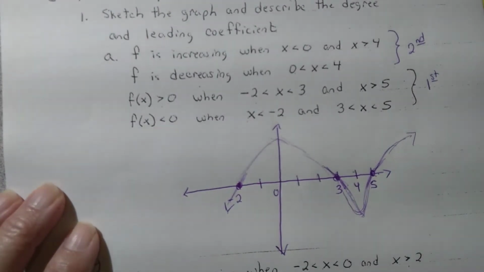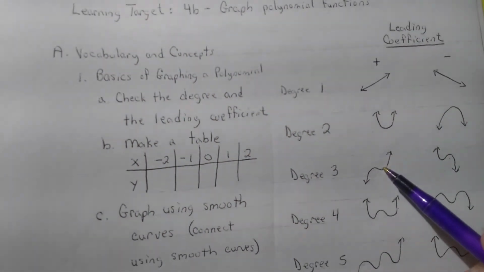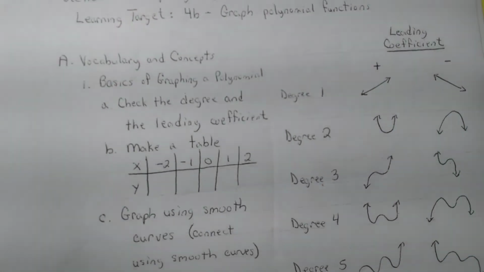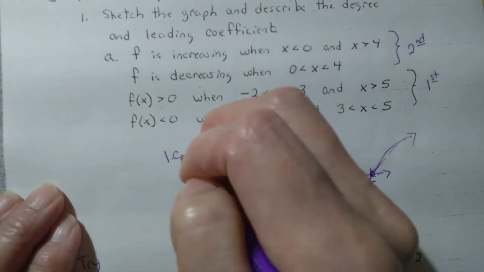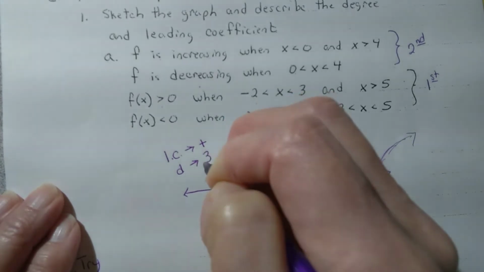Now, I can go back to my original and compare that, and I recognize that it is a degree of 3 and a positive leading coefficient. So I have a leading coefficient that is positive and a degree of 3.